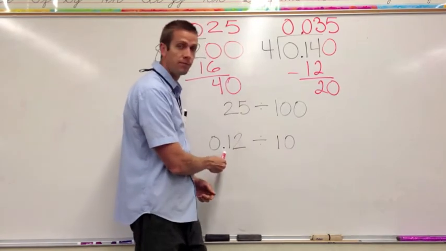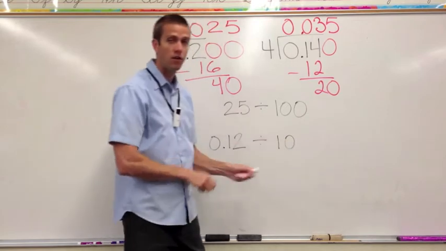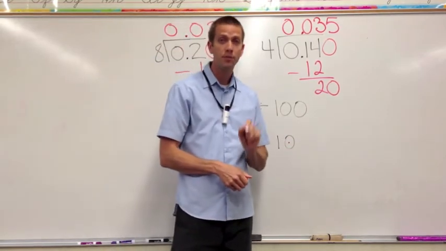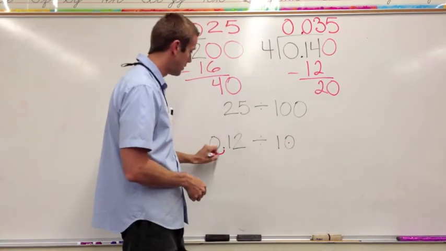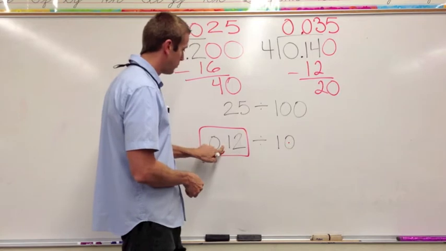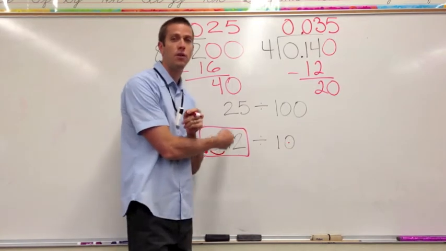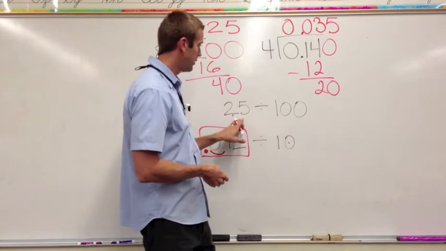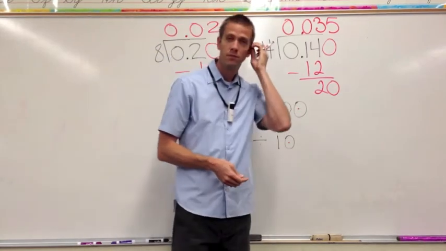There's the decimal. I'm dividing by 10. There's 1 0 I'm dividing by, so the decimal is going to move one spot to the left. So my new answer would be 0.012 or 12 thousandths.